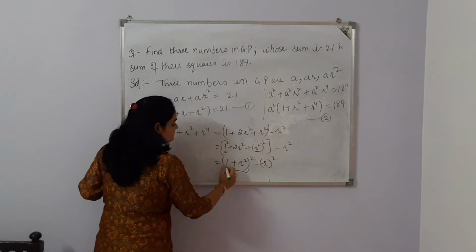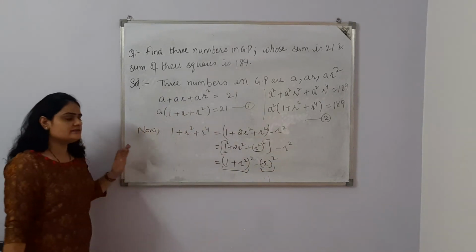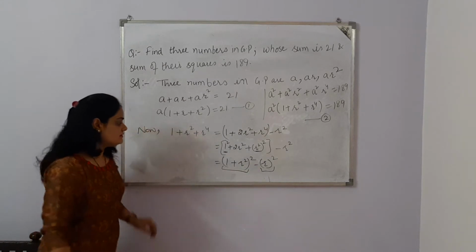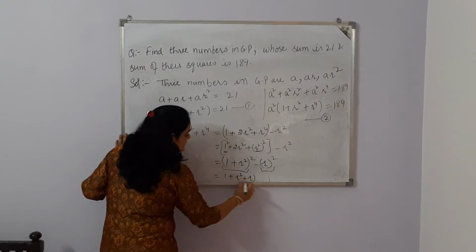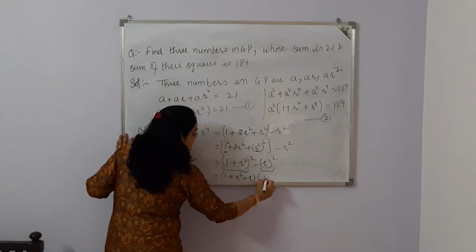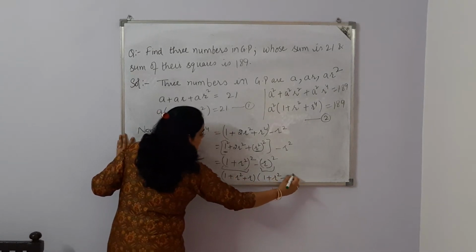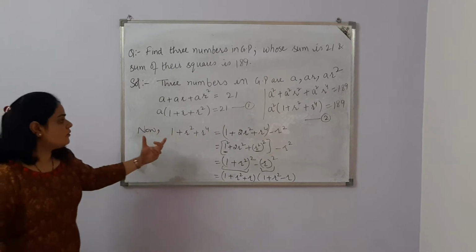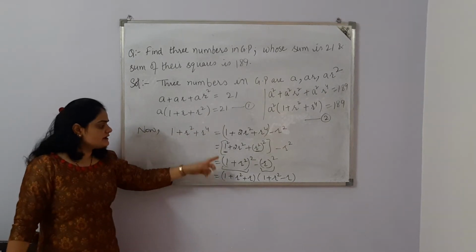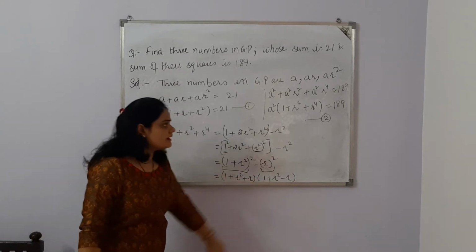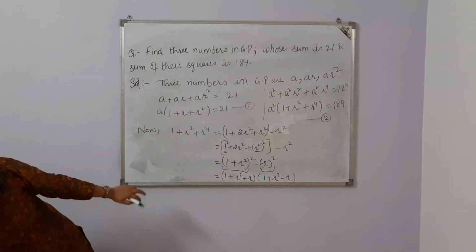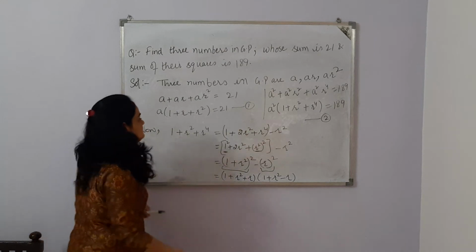Now you are watching that here again the identity being used is a square minus b square. What is this? a plus b and a minus b. So 1 plus r square plus r to the power 4 can I write as (1 plus r square plus r) into (1 plus r square minus r)? I will substitute this value in equation 2.